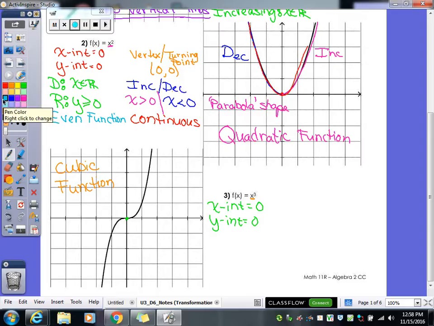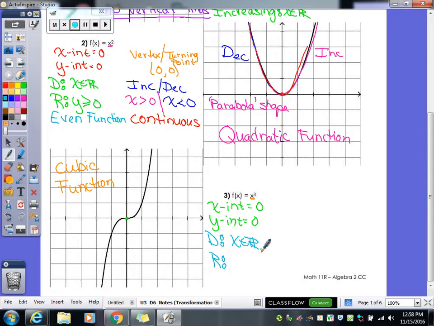We don't have a vertex or a turning point for this one like we did in our quadratic, because it doesn't turn and go back up. Let's do our domain and our range. What would our domain be for this graph? X is an element of the reals. This is going to keep on going. So this one will use every single x value it possibly can.